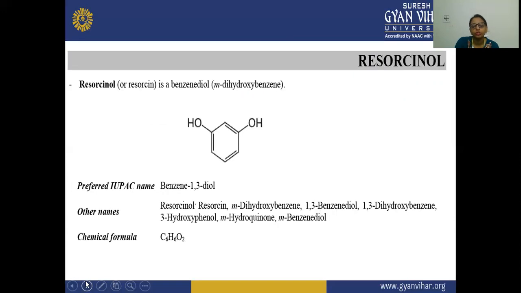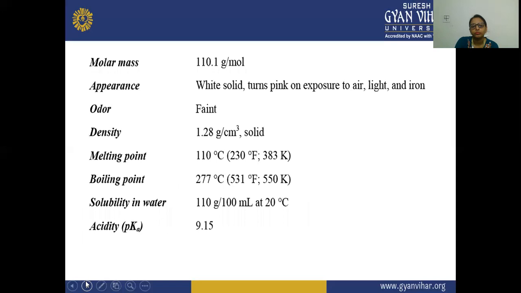Next is resorcinol. The structure of resorcinol is this, and it is a benzene diol. Its IUPAC name is benzene-1,3-diol, and other names are resorcin, meta-dihydroxybenzene, 1,3-benzenediol, 1,3-dihydroxybenzene, 3-hydroxyphenol, meta-hydroquinone, and m-benzenediol. The chemical formula is C6H6O2.